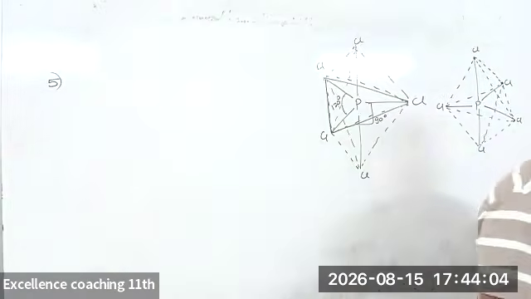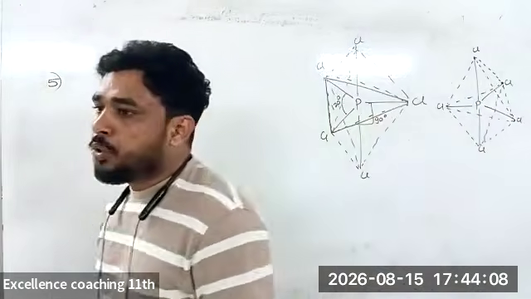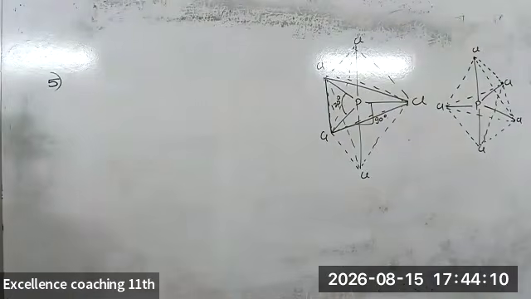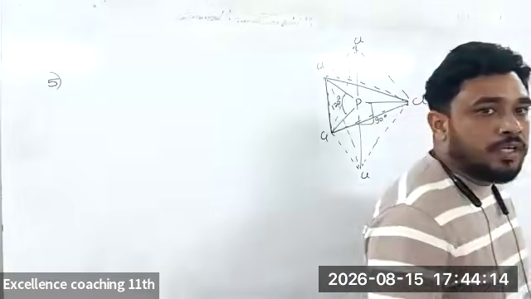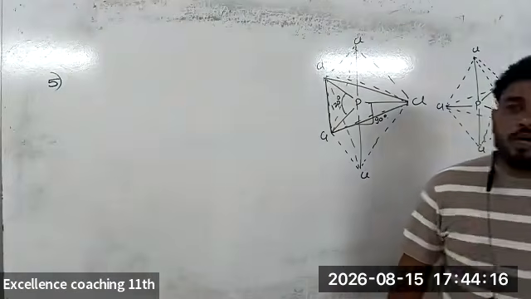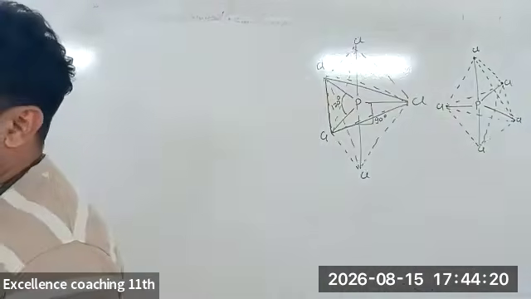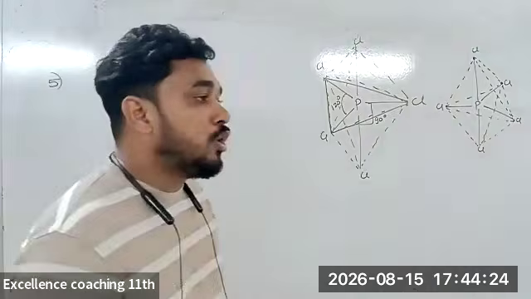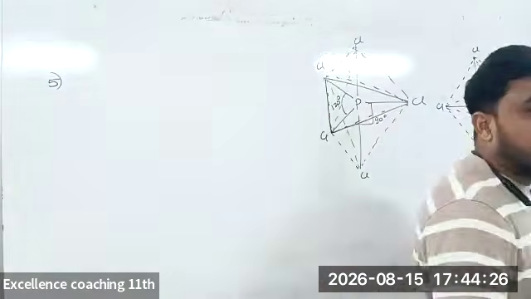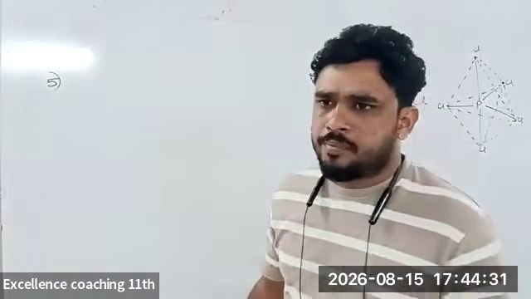The lone pair and bond pair count was 2. What was the geometry there? Linear. Second, the count was 3: lone pair was 0, bond pair was 3. What is the geometry? Trigonal planar. For the third one, lone pair was 0, bond pair was 4. Count was 4. The geometry is tetrahedral. Since lone pair is 0, the shape is also the same.